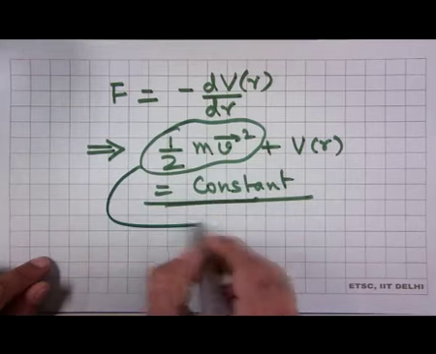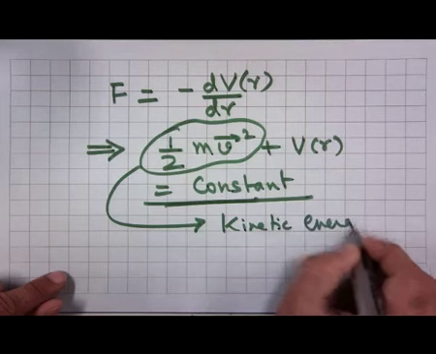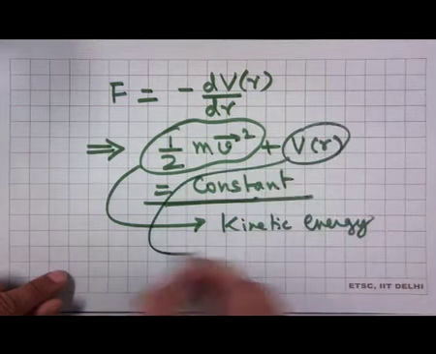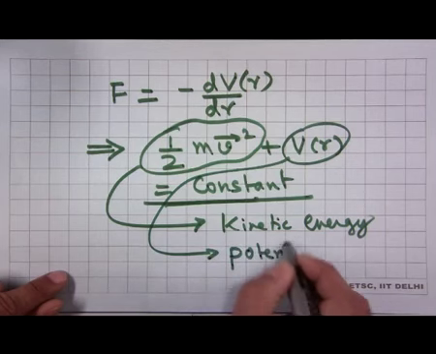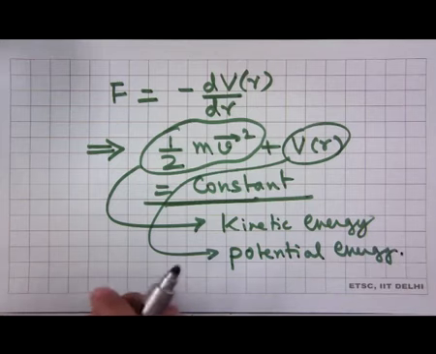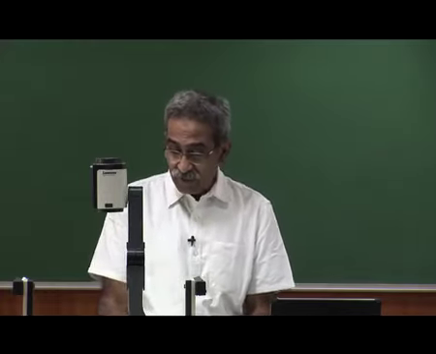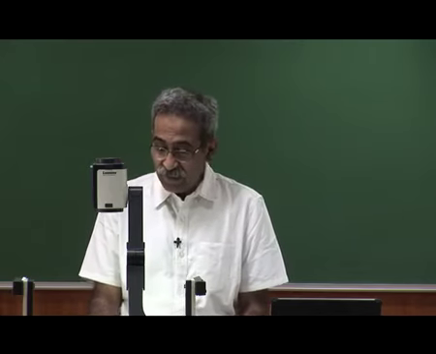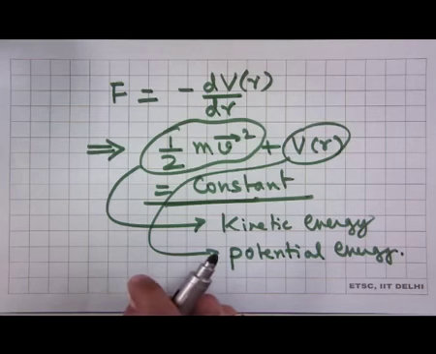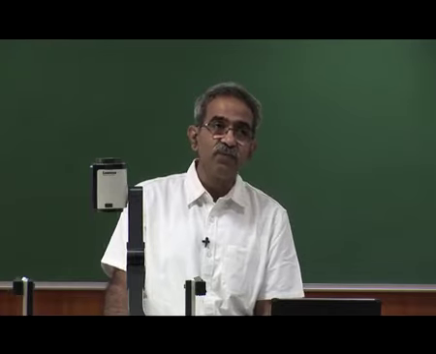So, we identify half mv squared with kinetic energy, and this V of r is called the potential energy. So, if a particle starts with a certain kinetic energy, it will keep on decreasing because total energy is a conserved quantity until all its kinetic energy is converted into a potential energy. Or if a particle starts with a potential energy at rest, then it keeps moving in such a manner that the potential energy keeps decreasing and the kinetic energy keeps increasing.